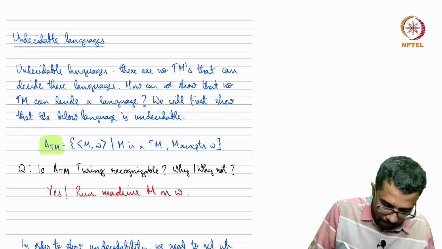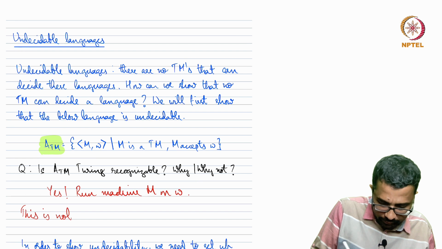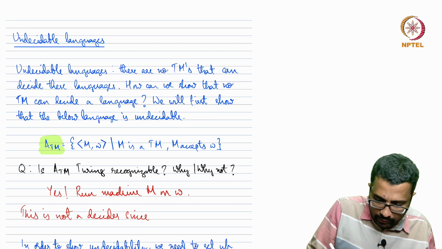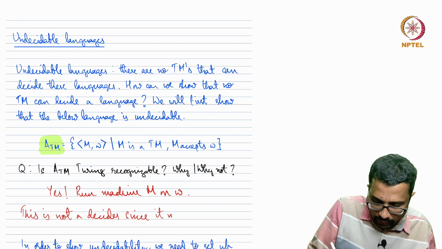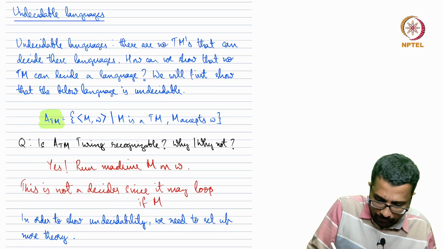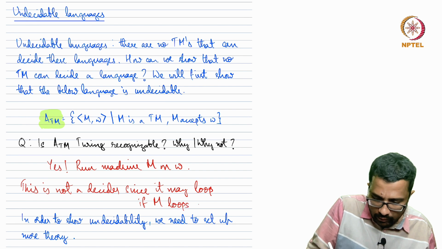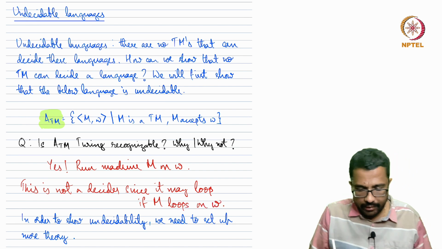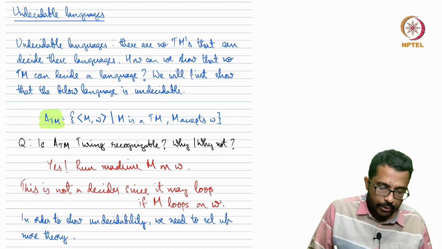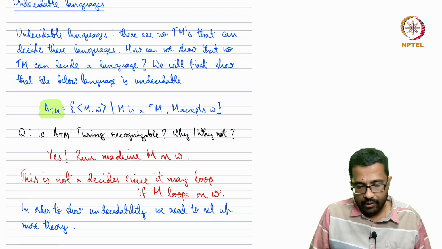So this is not a decider, since it may loop if M loops on W, right? That's why it's not a decider. However, it is Turing recognizable.